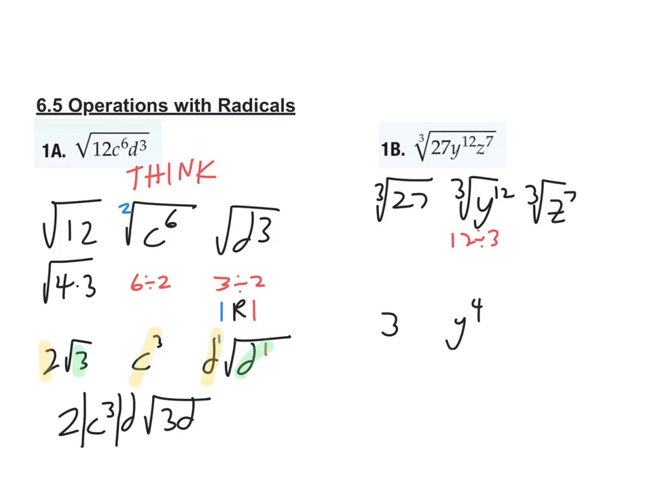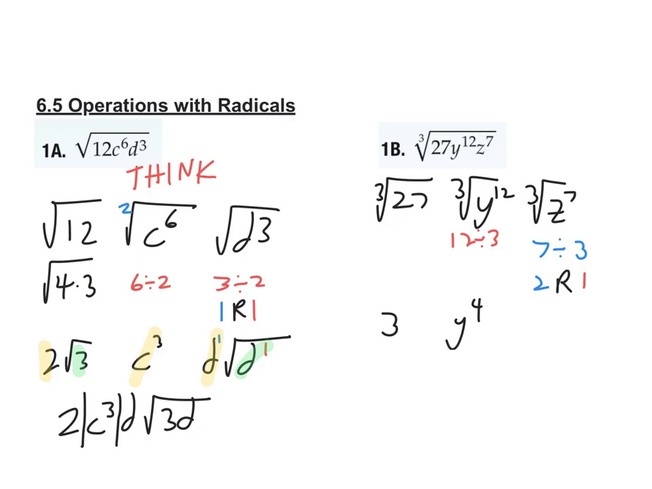Okay, so I have an issue with the z term, right? What is the cube root of z to the 7th? So what is 7 divided by 3, first of all? Let's talk about that. What is that? 2.2. Yeah, but I need it in remainder form. So 2 what? What's the remainder? 1. 3 goes into 7 twice. There's 1 left over. So it goes in twice, remainder 1.